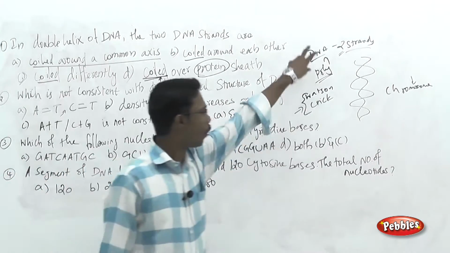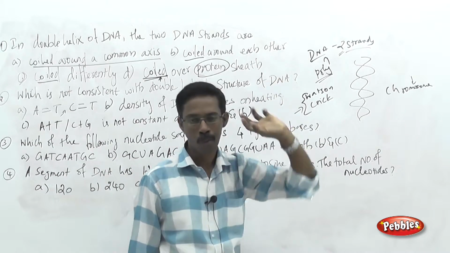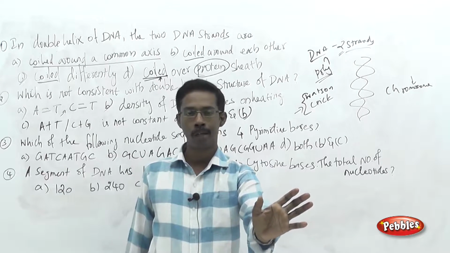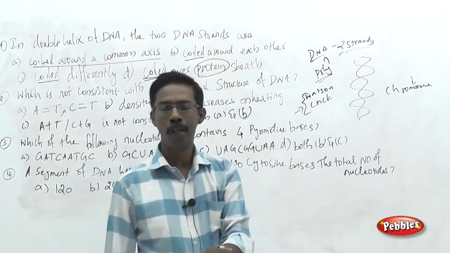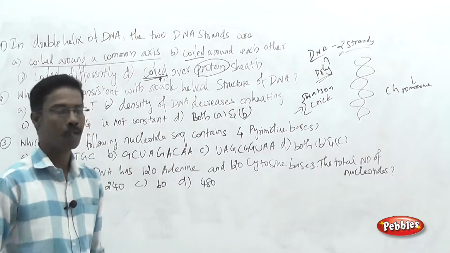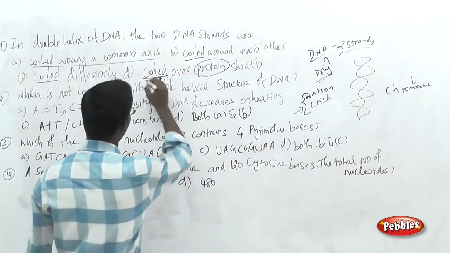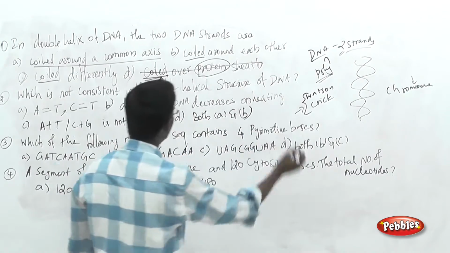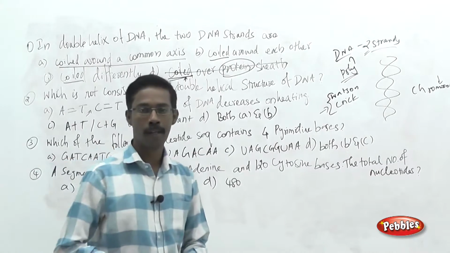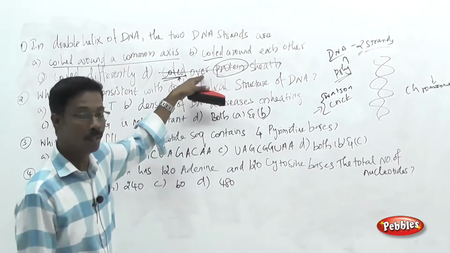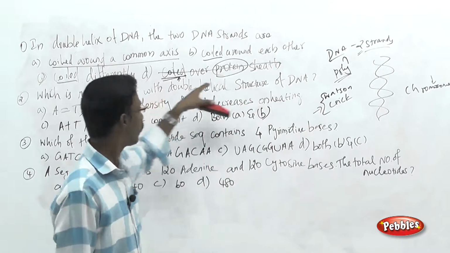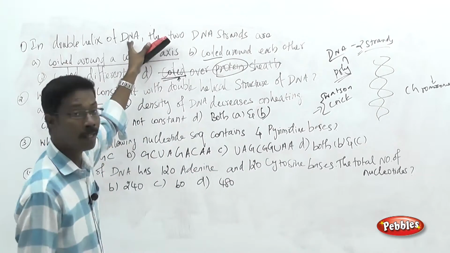Okay, so just remember the DNA is made up of nucleotides. That nucleotides are present as polynucleotide strands. There are two polynucleotide strands. They are coiled around each other. This is what you have to remember. So you can easily eliminate the fourth choice. Coiled over the protein sheath is the wrong answer. This is correct only in case of nucleosomes, chromatin and chromosomes. Over here we are talking about only the DNA structure.